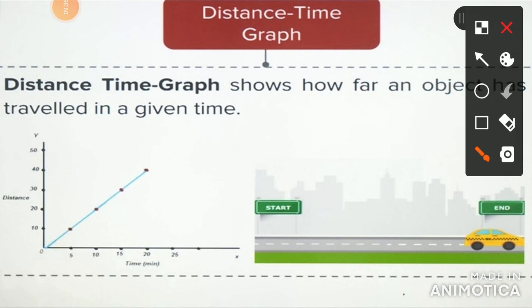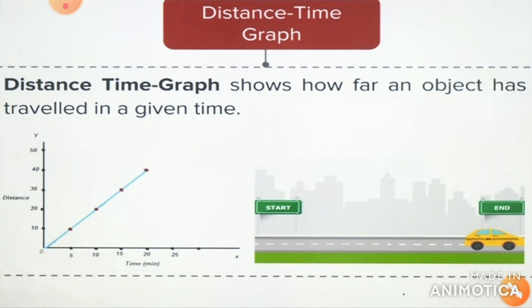Distance time graph is nothing but a graph that shows how far an object has traveled in a given time.